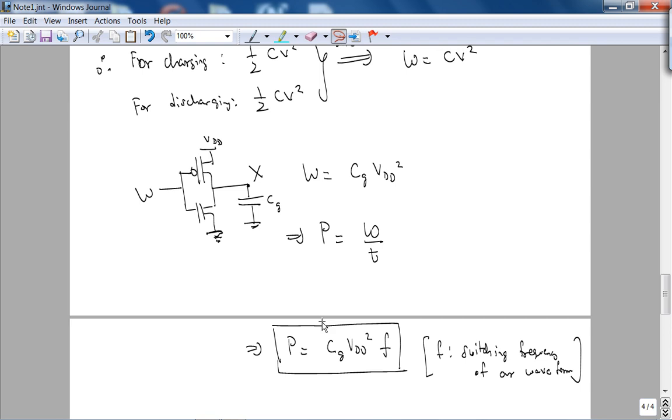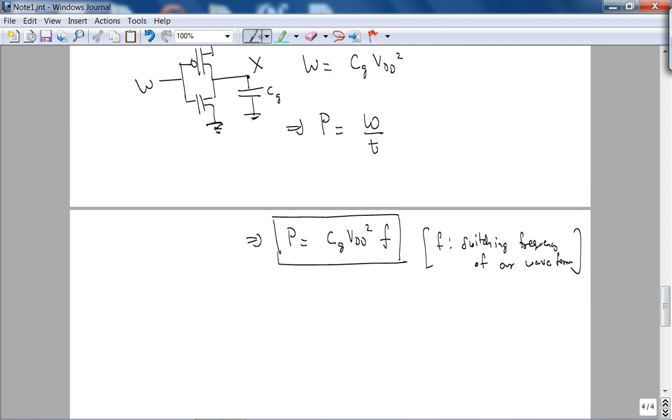So in other words, this is the power associated with, if you think about it, this expression is actually technology independent. That is, if you have any node that has a capacitor CG charged up to a voltage to charge and discharge, this is the power required. So CMOS design, or in other words, IC technology, is driven in many ways, or is dominated, if you will, by this equation, equation one.